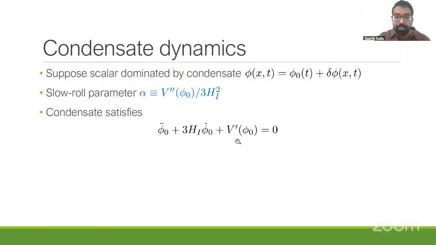Good. So the condensate satisfies this equation of motion. This is basically just the Klein-Gordon equation for a homogeneous field in an expanding background. This is, again, the same type of thing that you would see for the inflaton. I should say that in this talk, I'm just going to take inflation as being exactly de Sitter, so Hubble will just be exactly constant during inflation.